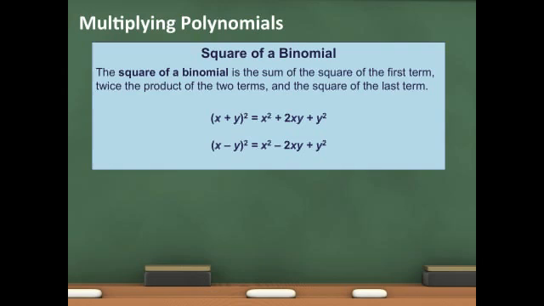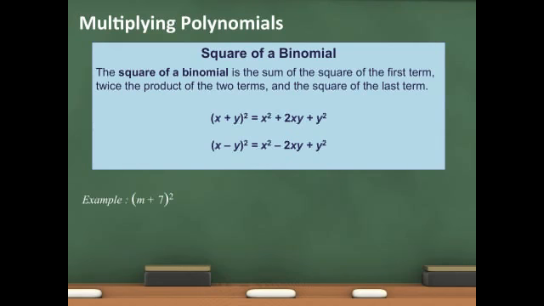Another special kind of polynomial product is the square of a binomial. The square of a binomial is the sum of the square of the first term, twice the product of the two terms, and the square of the last term. This definition applies when your binomial is a sum or a difference.